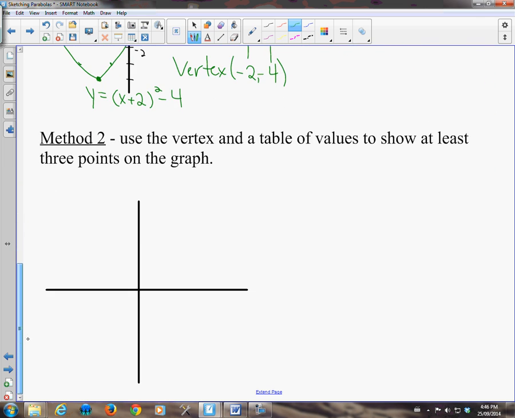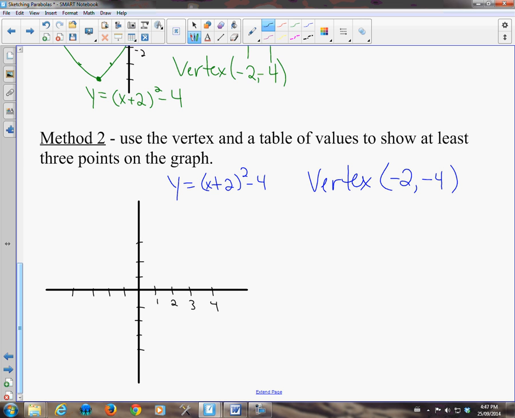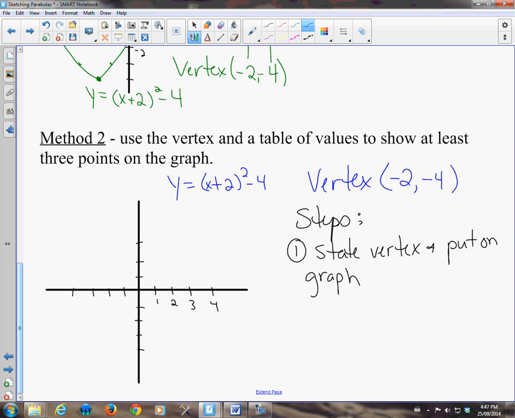Second way you can use to graph is you can come up with the vertex from the equation and use a table of values to show at least 3 points in total on the graph. So my equation was (x + 2) squared minus 4. We just discussed the vertex in this equation is -2, -4. Opposite the P number, the same as the Q number. So I'll put a little bit of a scale on my graph, and I'll put my vertex on. So my vertex is -2, -4.